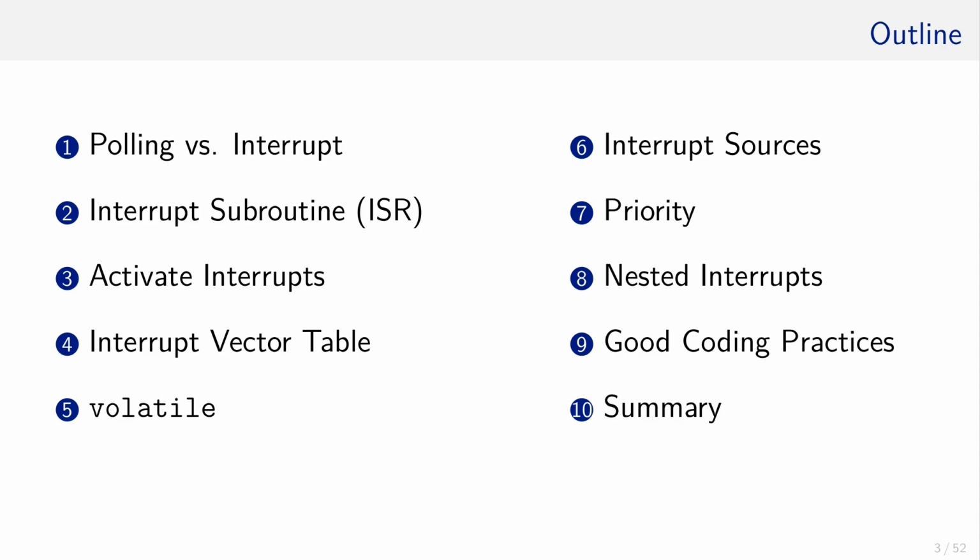Further, we will talk about various interrupt sources, their priorities, and what happens if another interrupt occurs while a current interrupt is being processed, in the section Nested Interrupts. Towards the end, we will talk about some mistakes in handling interrupts before concluding the chapter in a summary and outlook. Let's get started.